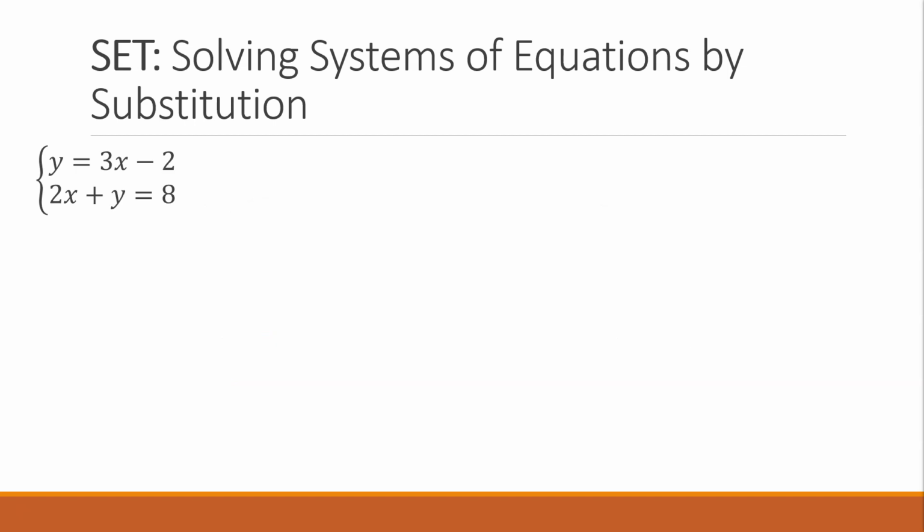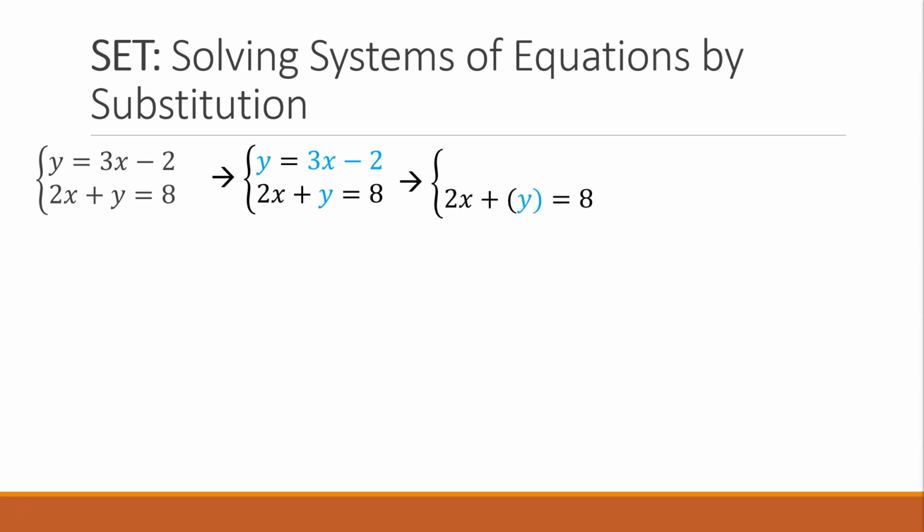Let's solve this system of equations by using substitution. In this system of equations, the top equation is already written so that one variable has been isolated on the left, in this case, y. This allows for substitution to occur. The y variable in the second equation can be replaced with the expression 3x minus 2, which is equivalent to y.